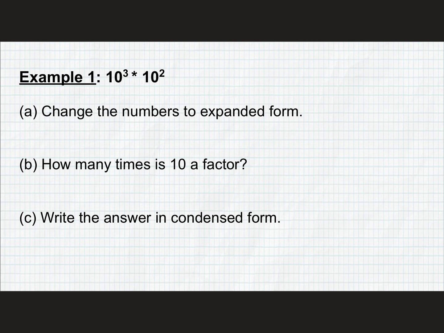Let's go ahead and start with our first example, 10 to the third times 10 to the second. Go ahead and change the numbers to expanded form. 10 to the third becomes 10 times 10 times 10. Now we're going to multiply by 10 to the second, which is 10 times 10. So how many times is 10 a factor? Well, 10 is a factor 1, 2, 3, 4, 5 times. So let's write our answer in condensed form. 10 times 10 times 10 times 10 times 10 is the same thing as 10 to the fifth.